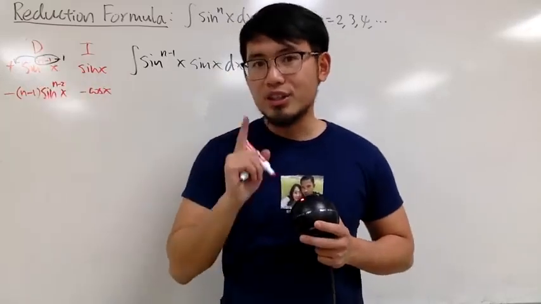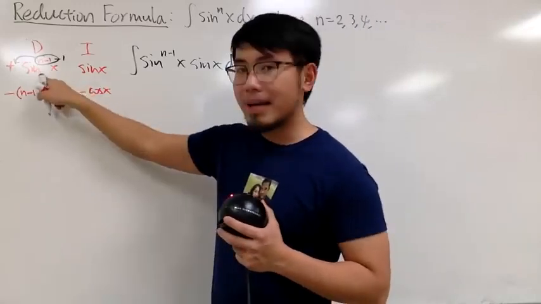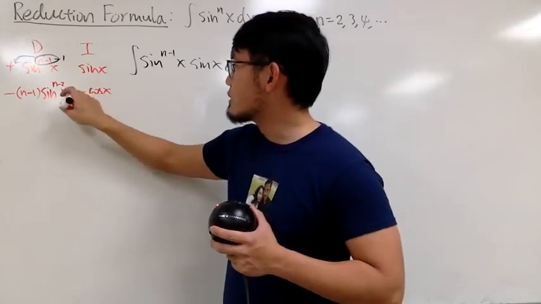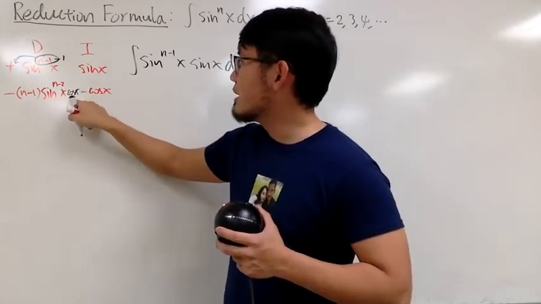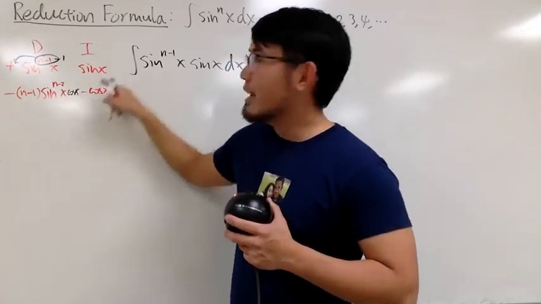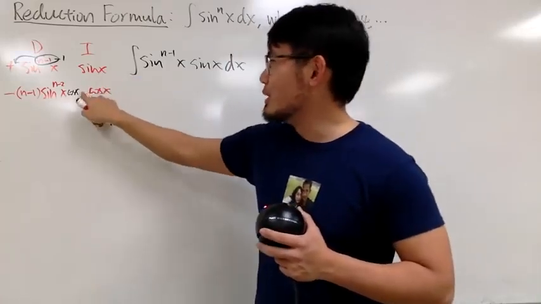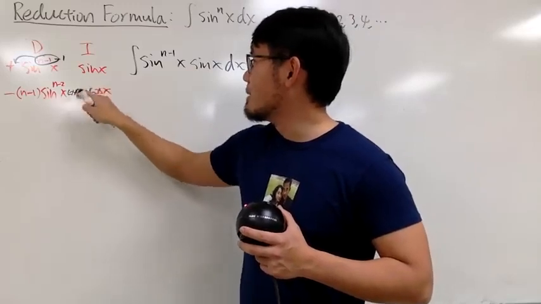And don't forget the chain rule. We have to multiply by the derivative of sin x, which is a positive cosine. This right here is the derivative of sin x. This right here was the integral of sin x. So be sure you know this really, really well. And I will just write it down better for you guys.